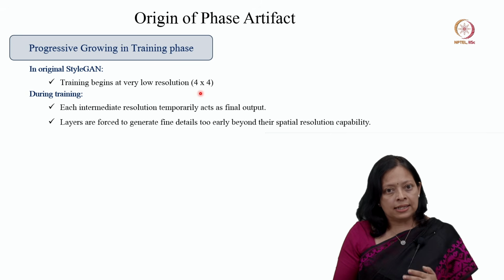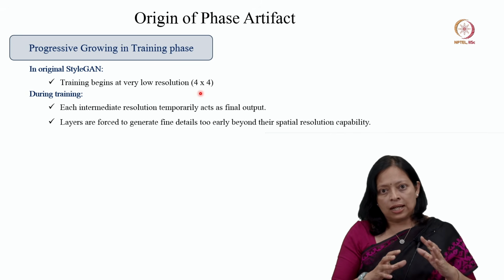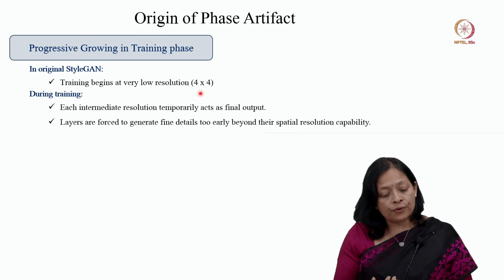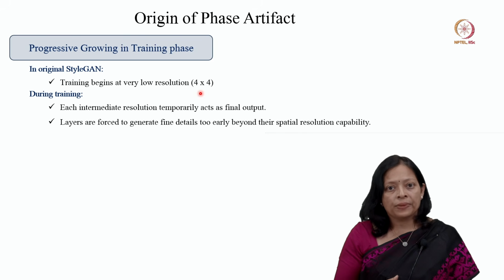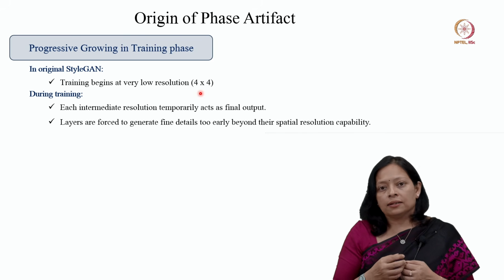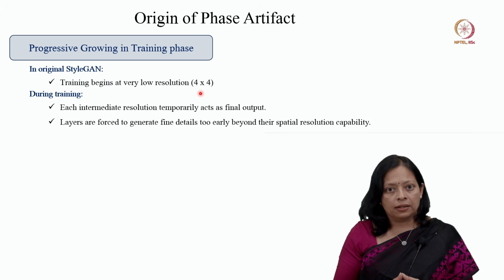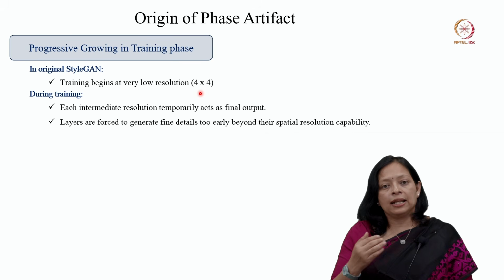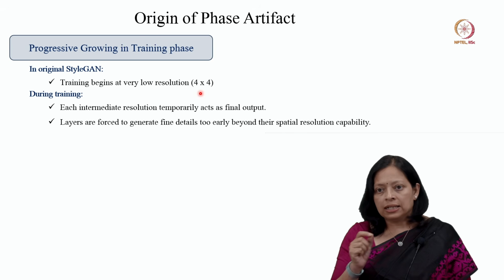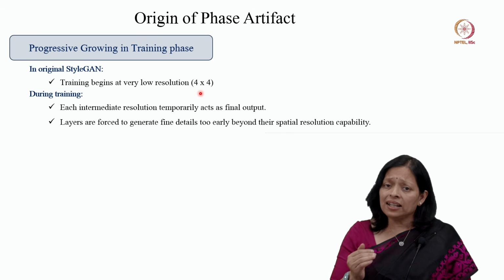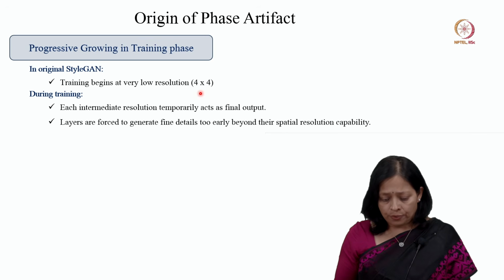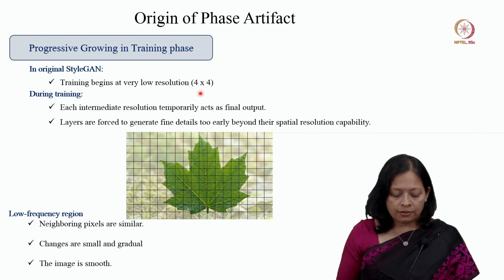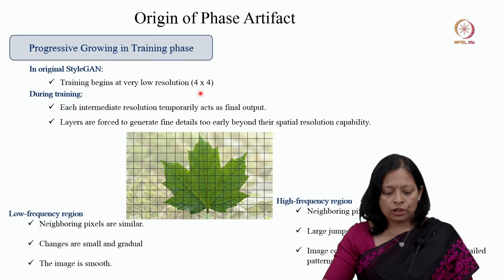But what happens here is during the training, when we are training the first layers, say 4x4 or 8x8, the layers are forced to generate very fine details too early. The resolution does not have that capability, but still they are forced to generate the fine details, and that temporarily acts as the final output. What I am telling will be a little bit clearer when we talk about high frequency regions and low frequency regions. So, let us have a look at this picture.